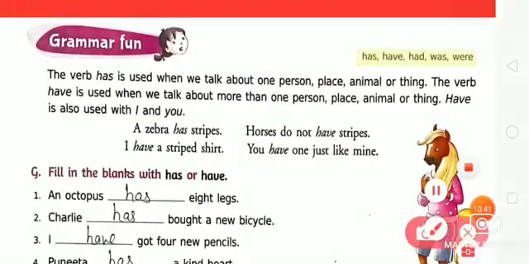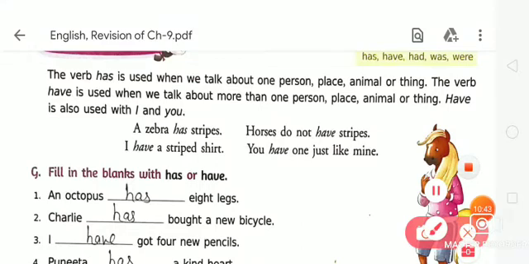So here is the information about the verb. What is a verb? Firstly we will read this given instruction: the verb "has" is used when we talk about one person, place, animal or thing. The verb "have" is used when we talk about more than one person, place, animal or things. "Have" is also used with I and you.